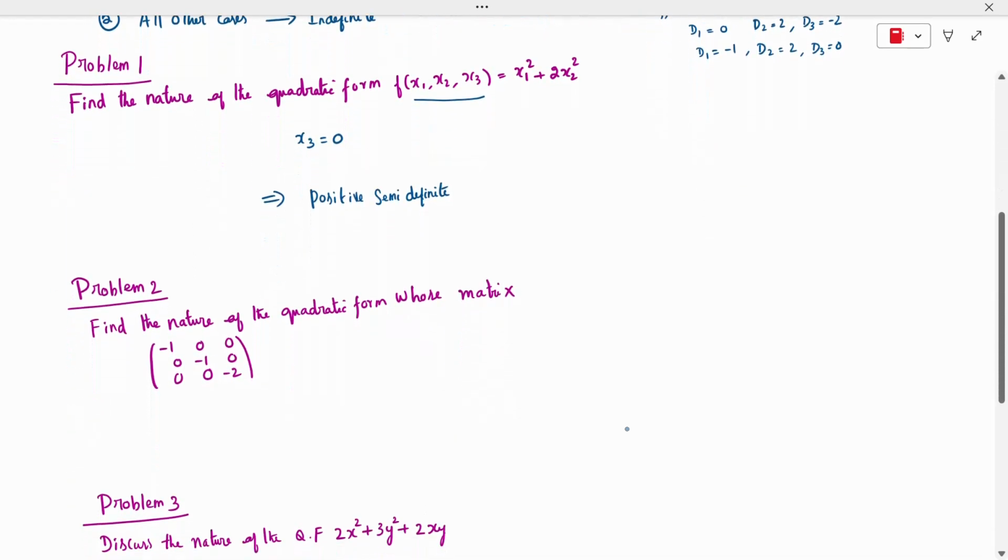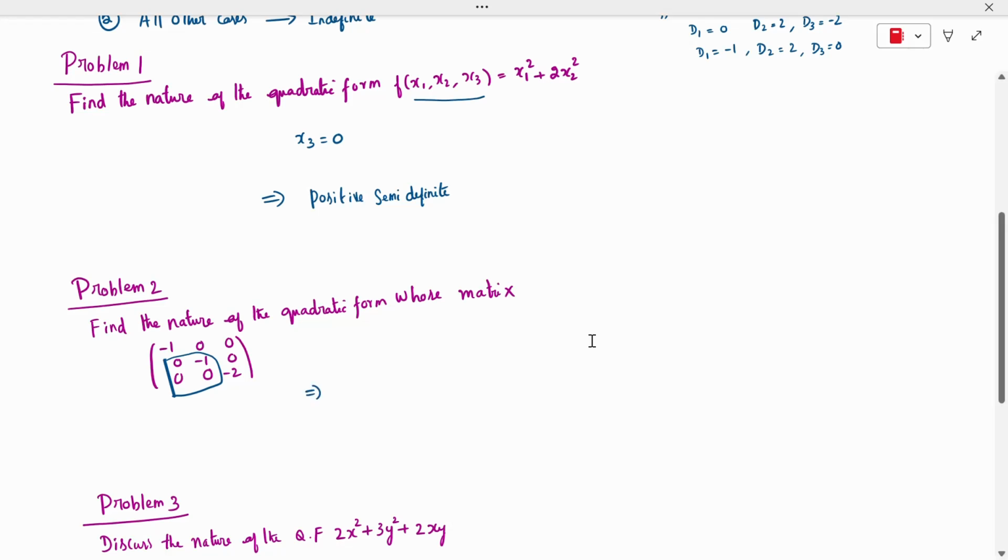Second problem, find the nature of the quadratic form whose matrices are given. Now it is in the form of matrix. So now you check whether it is an upper triangular matrix or a lower triangular matrix. So what do you mean by that? Upper triangular or lower triangular matrices means the diagonal elements are your eigenvalues. Correct? Diagonal elements will be your eigenvalues.